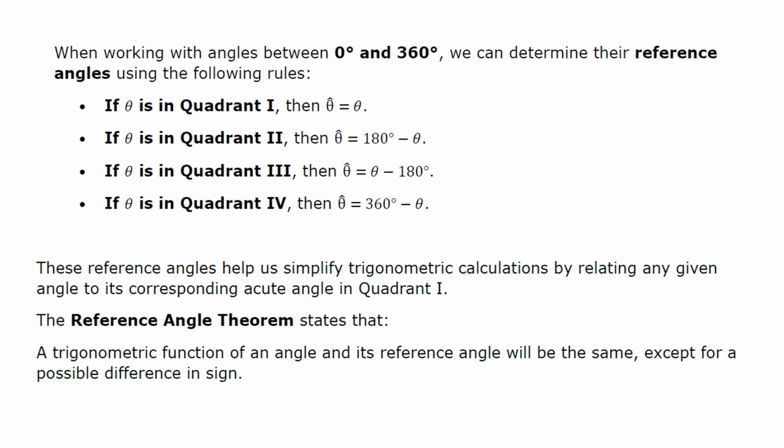These reference angles help us simplify trigonometric calculations by relating any given angle to its corresponding acute angle in quadrant 1. The reference angle theorem states that a trigonometric function of an angle and its reference angle will be the same except for a possible difference in sign.